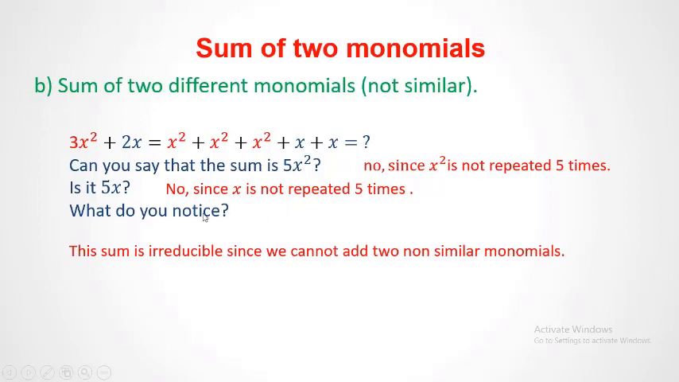So, what do you notice? The sum is irreducible since we cannot add two non-similar monomials. Then the sum is irreducible, and we cannot add these two monomials.